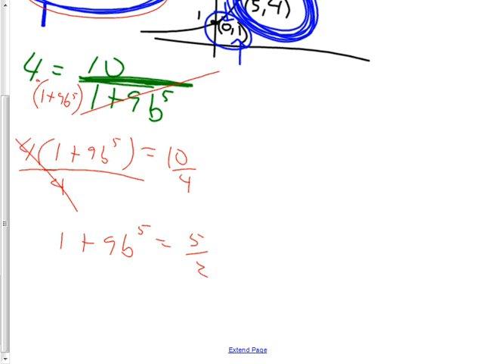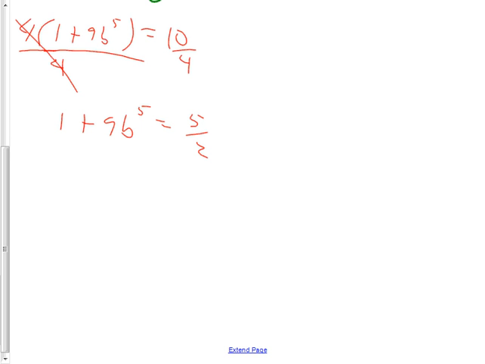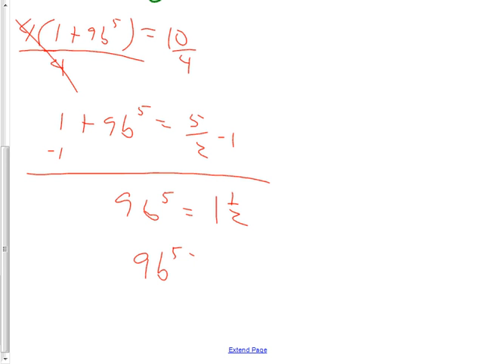All right, now, trying to get the b alone. Subtract 1, subtract 1. 9b to the 5th is equal to 5 halves minus 1. Well, 5 halves is really just 5 divided by 2, which is really 2.5. 2.5 minus 1 is 1.5. Also known as 3 over 2. So I'm going to do that, 3 over 2. 9b to the 5th equals 3 over 2.